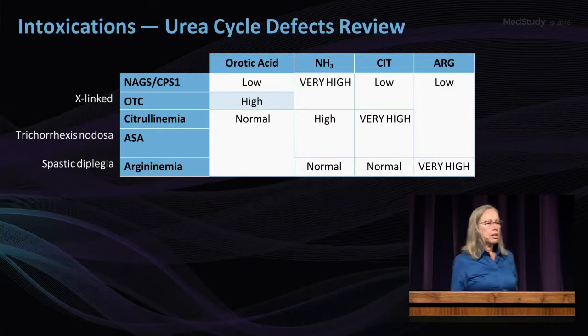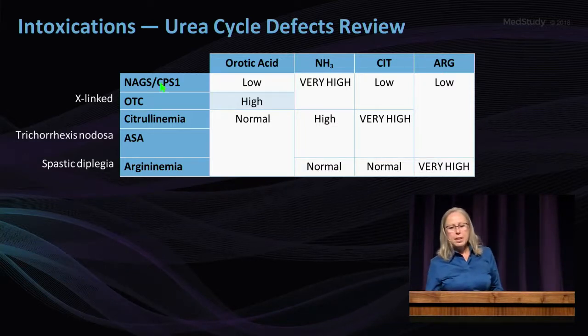All right, so here's the cheat list, because at 2 o'clock in the morning when you get asked this question, you're not going to want to run through the cycle. NAGS and CPS, you can't tell them apart on biochemical labs, but they'll have low orotic, very high ammonia, low citrulline, low arginine. OTC, high orotic acid, high ammonia, low citrulline, low arginine. So here's the difference between these two. Citrullinemia, ASA, and argininemia all have normal orotic acid, but tell the difference between their ammonias and their citrulline to arginine. OTC is X-linked, ASA has trichorrhexis nodosa, and argininemia is the outlier that gives you spastic diplegia.